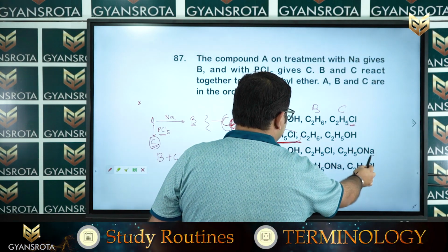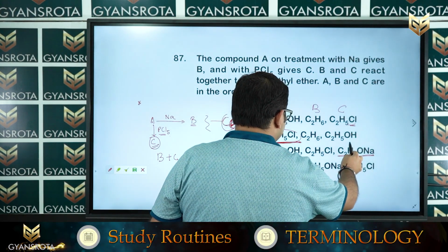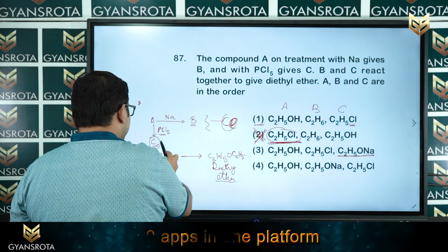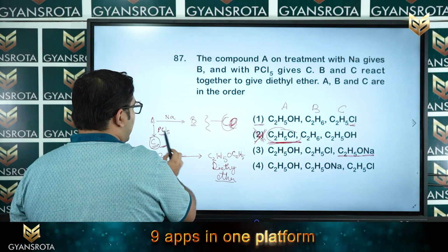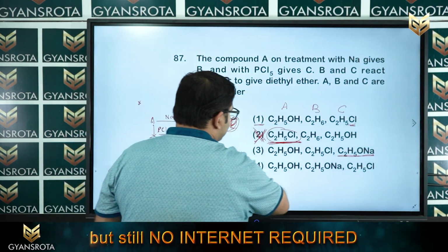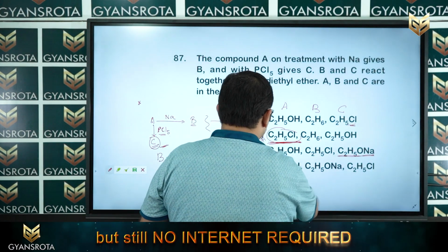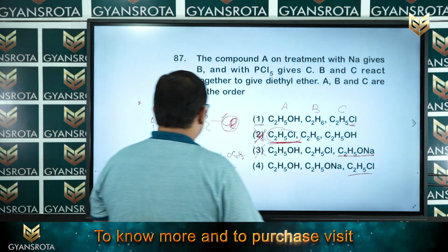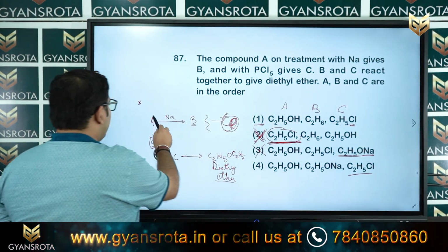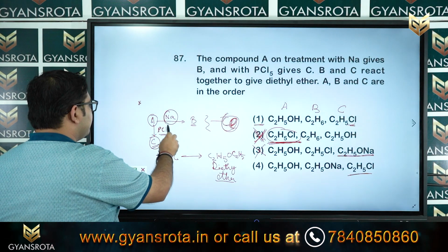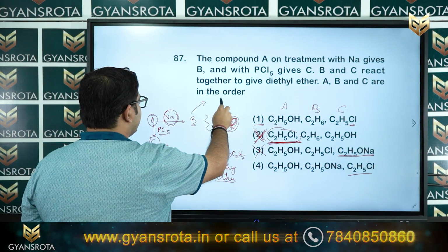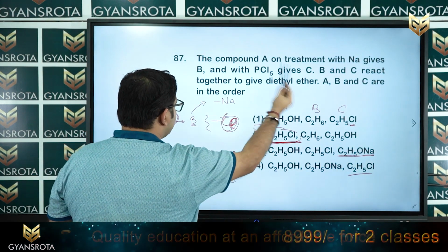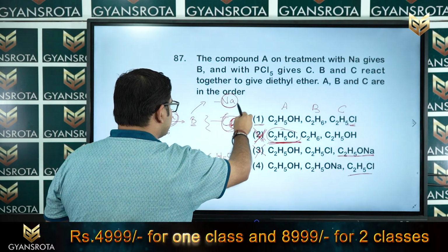Now, if you see option C, C2H5ONa, no, this is not our option, because I already said if A reacts with PCl5, then definitely that compound should have Cl. So, this is not possible, and option number 3 is again neglected. Now, option number 4 is possible. When A reacts with sodium, whatever B we get should have sodium at the end, which means a sodium salt or sodium something will form. So, sodium is also there.